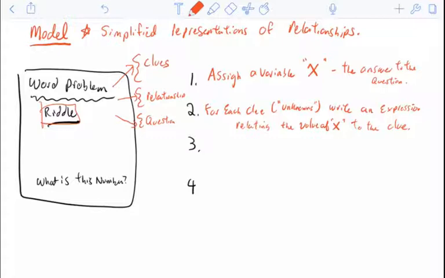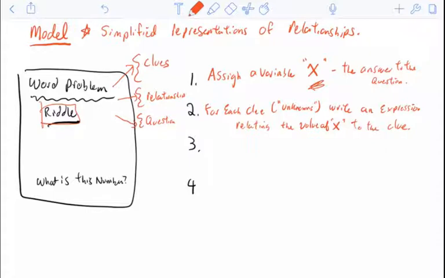We'll get into what this means when we start doing them, but essentially the next step is to figure out what the clues are. Each time, in any of these word problems, there's a list of clues, and all of them are related to one another, or all of them are related to the value of X. And so you want to represent each of these clues as an algebraic expression.